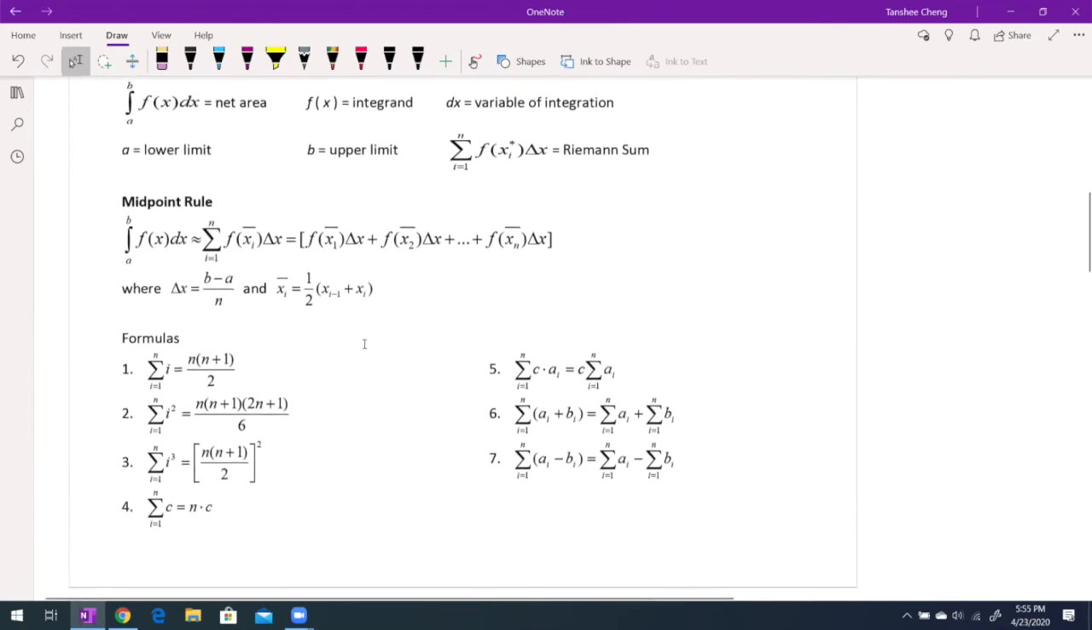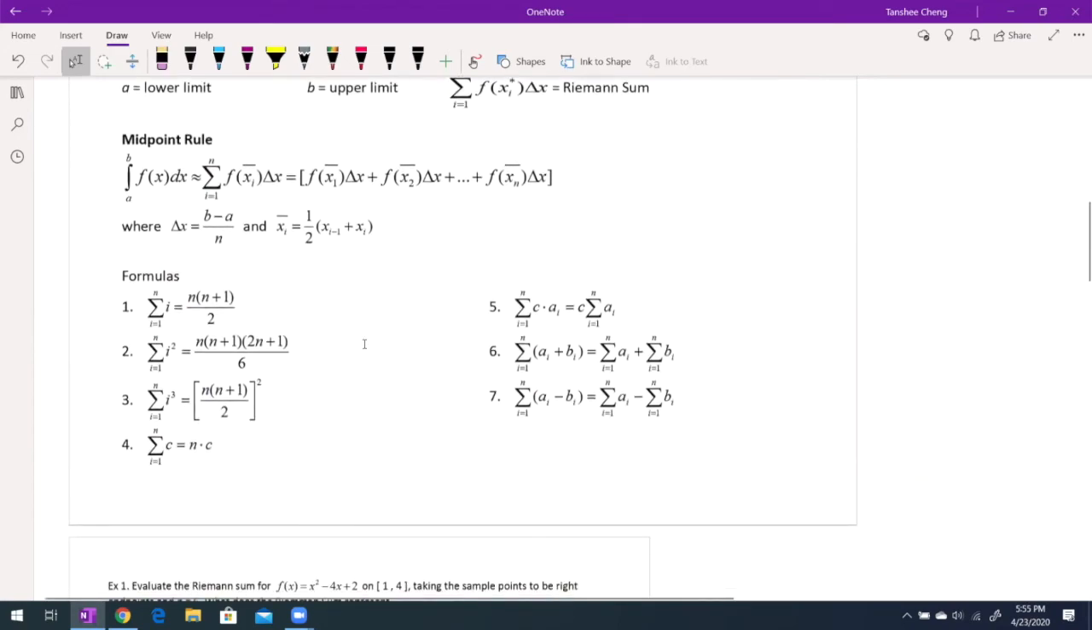That requires something that we learned in pre-calc. What is the summation of i from i equal to 1 to n? What is that formula equal to? What is the summation of i squared equal to? What is the summation of i to the third power equal to?